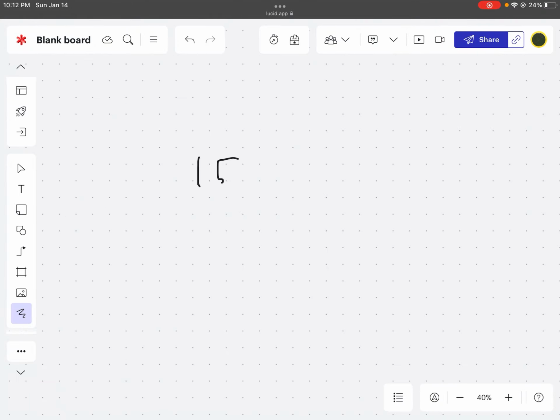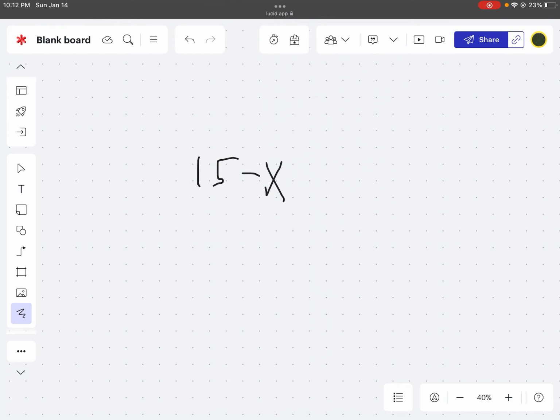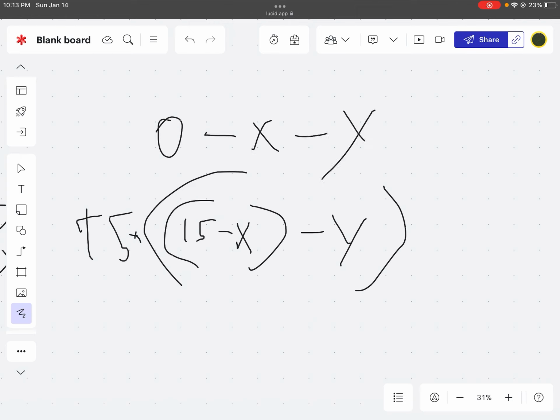You take 15 minus the input value. That should not be in parentheses. My bad. 15 minus the input value, which is x. There we go, x. And so then you're going to subtract y from it. And then you are going to do 15 minus that again. So if you just remove these parentheses here, you get 15 minus 15, which is just 0, minus x minus y.